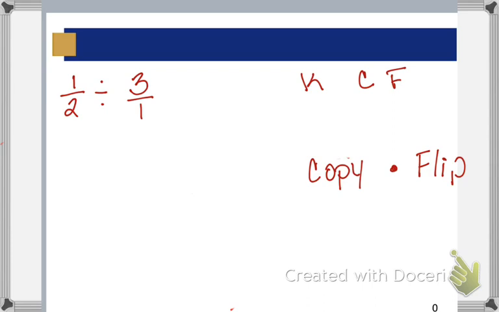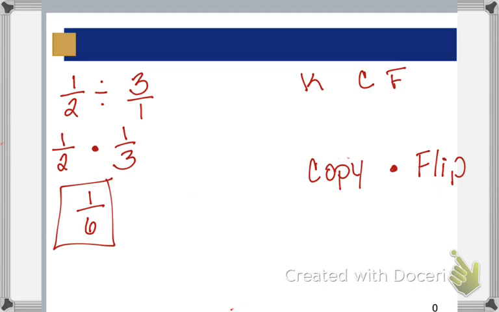Okay? So my 1/2 stays the same. My division becomes multiplication. My 3 over 1 becomes what? 1 over 3. Good. Okay. Now I follow my multiplication pattern. So 1 times 1 is? 2 times 3 is? Okay. There we go. So that is a refresher in fractions.